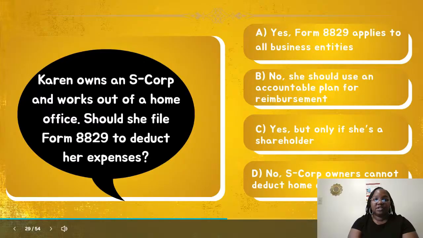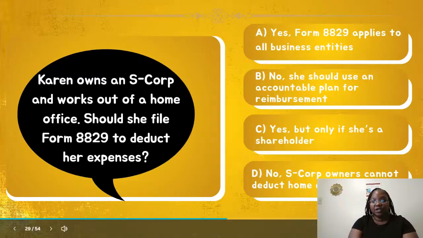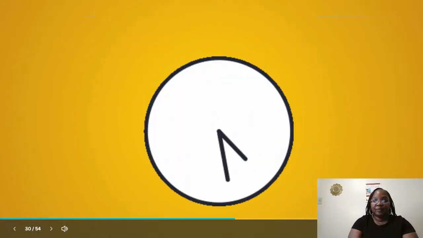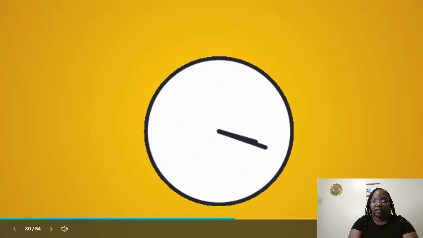Okay, so what this one is doing is asking, because of the entity type, can Karen work from home? And should she file, not that she can work from home, but she works out of her home, and should she file Form 8829 to deduct her expenses? What are you guys leaning toward?